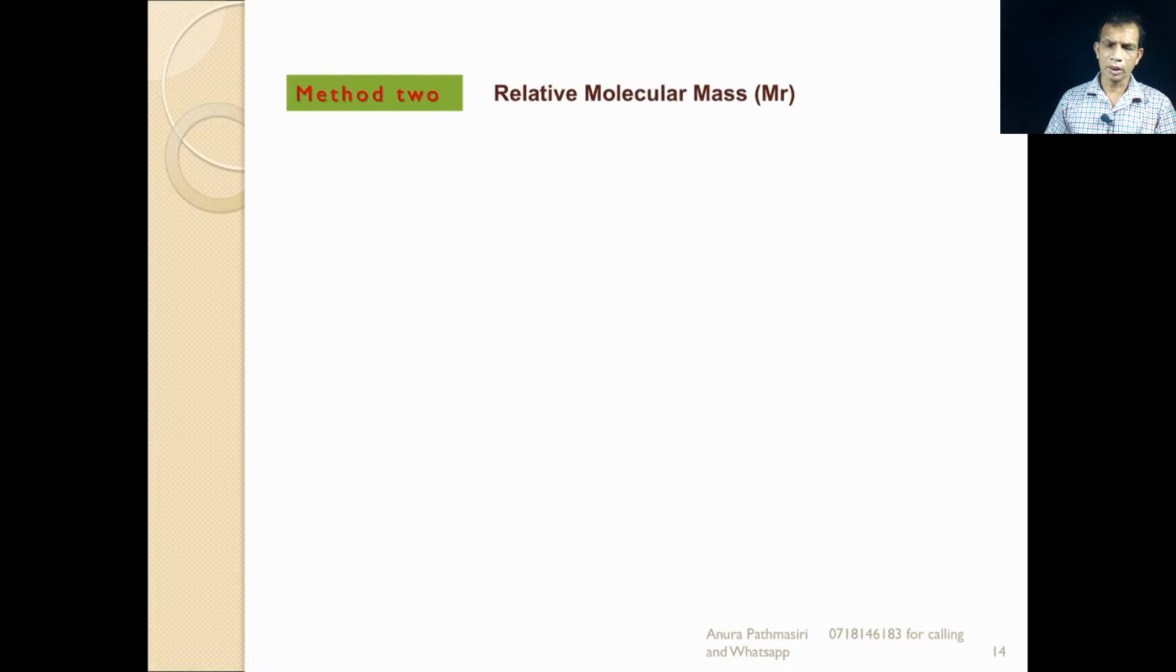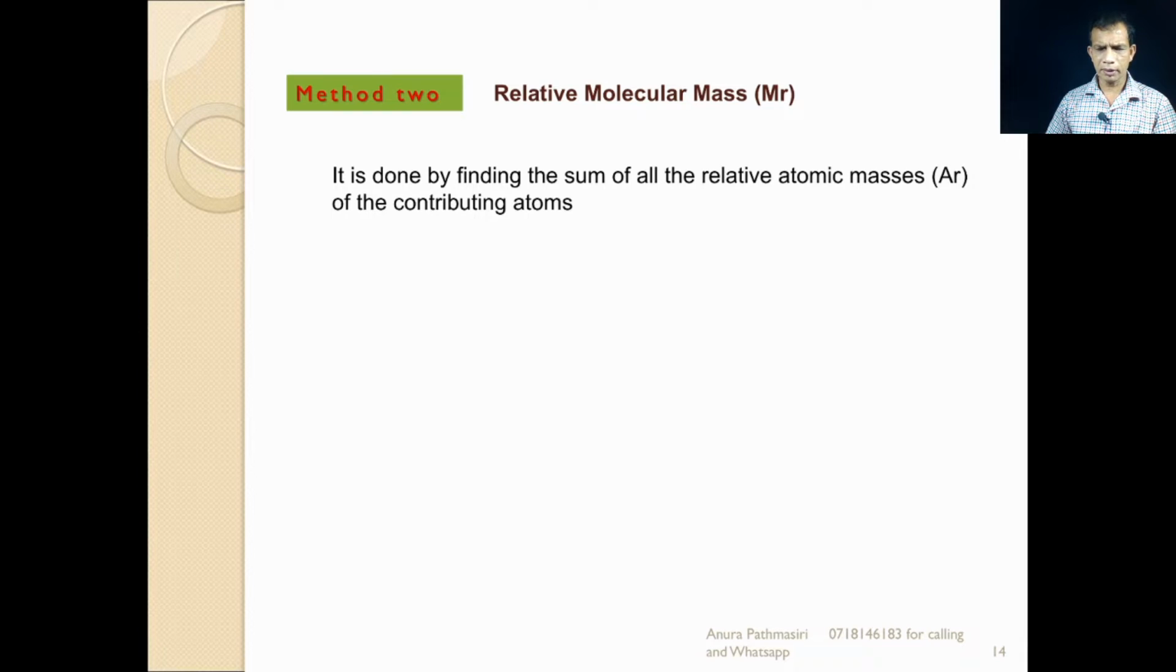Okay, what about the second method? It is pretty easy. It's not the longer method. Relative molecular mass is found by summing all the relative atomic masses of the contributing atoms of the elements. Now, if you say it is carbon dioxide, carbon and oxygen are the contributing atoms, elements. I'm going to show you how it is calculated.